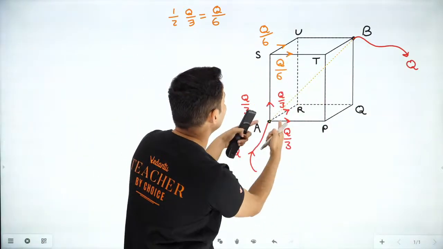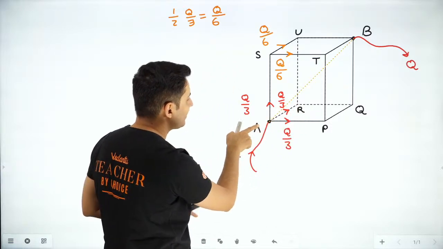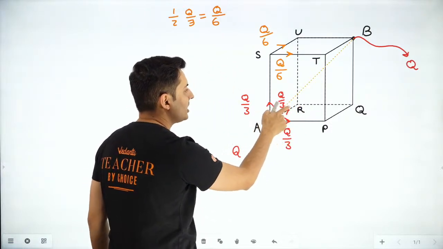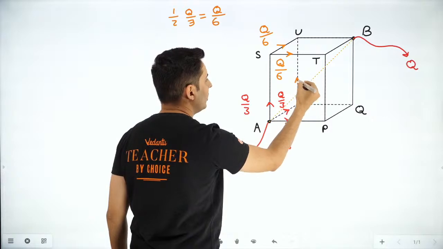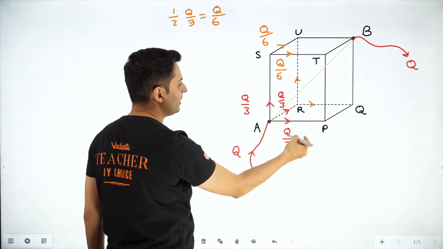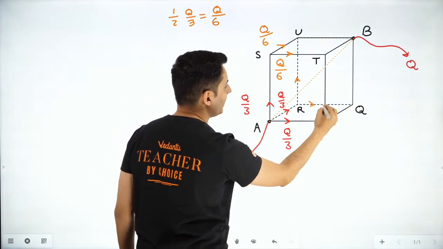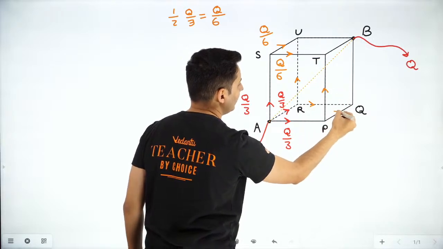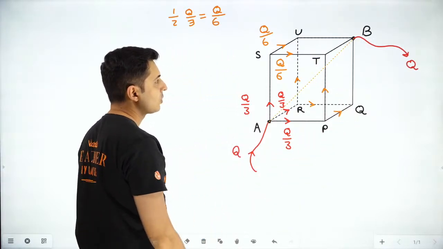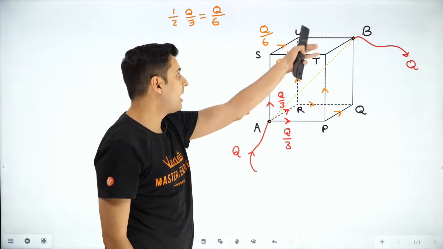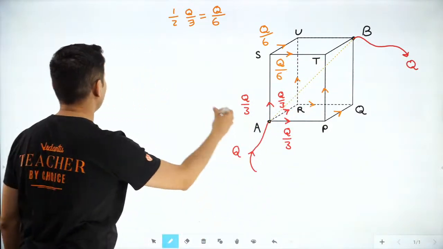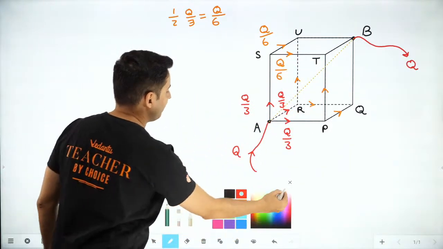And the same thing is also going to happen here. From A to R, the charge Q by 3 is going to come and get equally divided into two branches, and the same thing from A to P, it's going to equally divide itself into two branches. Now, sir, it's so complicated. What will happen next? Guys, nothing is going to happen next. It's simple.